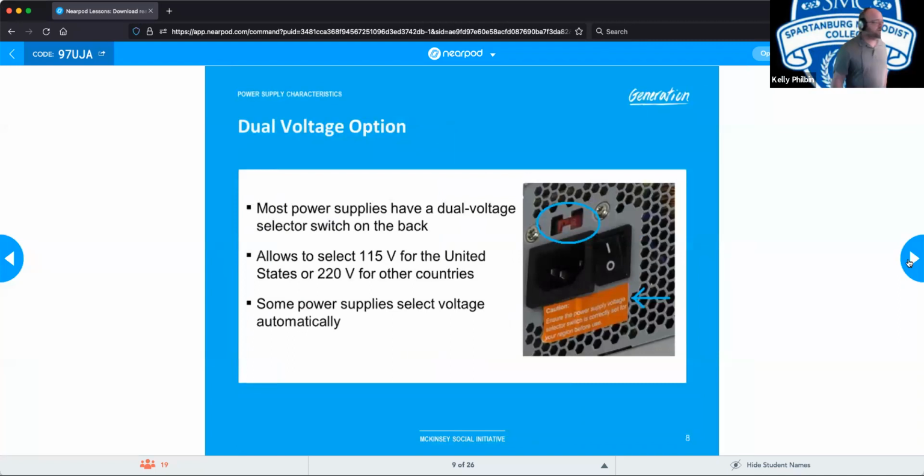All right, so here is a close-up on that switch right here, this little red switch that you're seeing, circled in yellow. This here is your selector switch to change between 110 and 220. It is a small switch just above where you would actually plug in the cable that you would then plug into your power strip or into the wall itself.